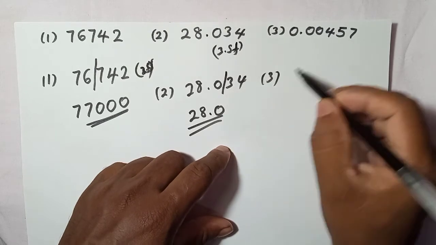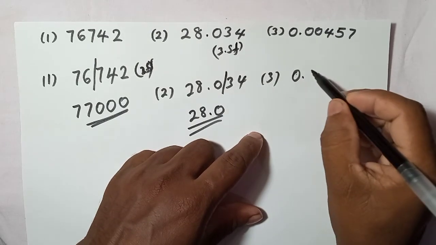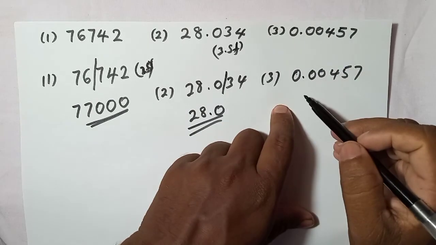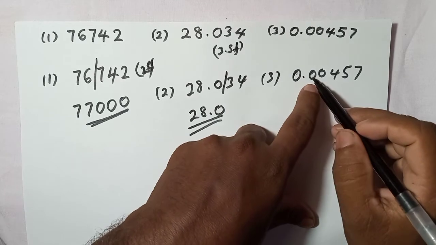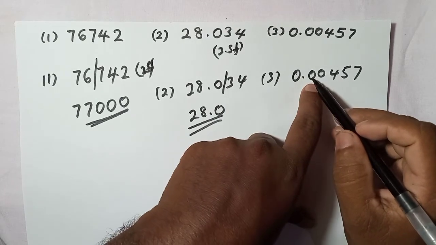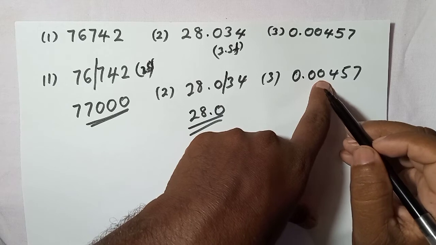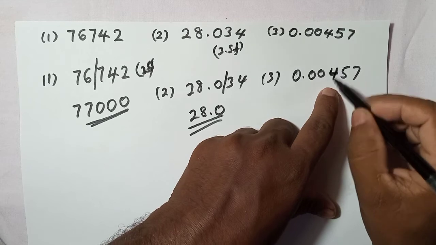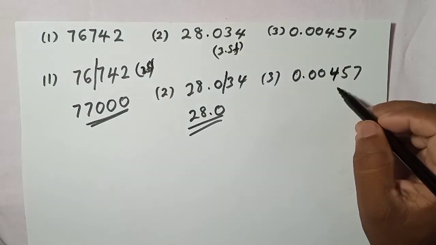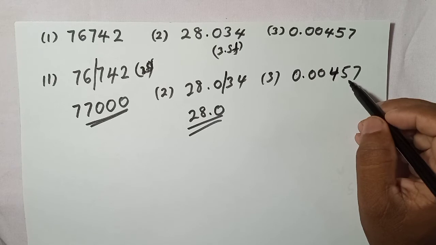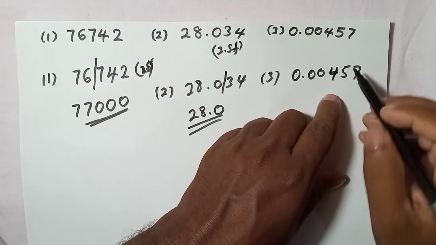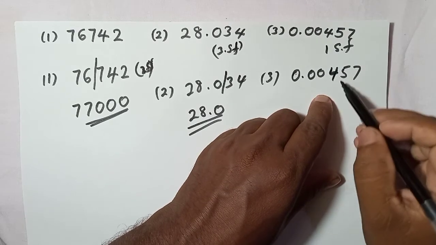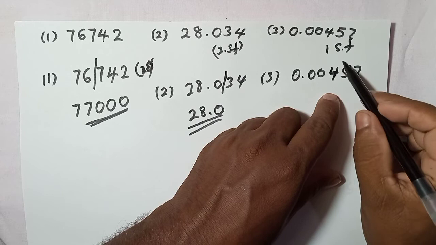Now the third one. 0.00457. What is the first significant figure here? This is not the first significant figure, this is also not, because these are zeros. This is also not the first significant figure. This 4 is the first significant figure, then 5 is the second significant figure, like that. Now if they ask to convert this to one significant figure, so this will be the first.